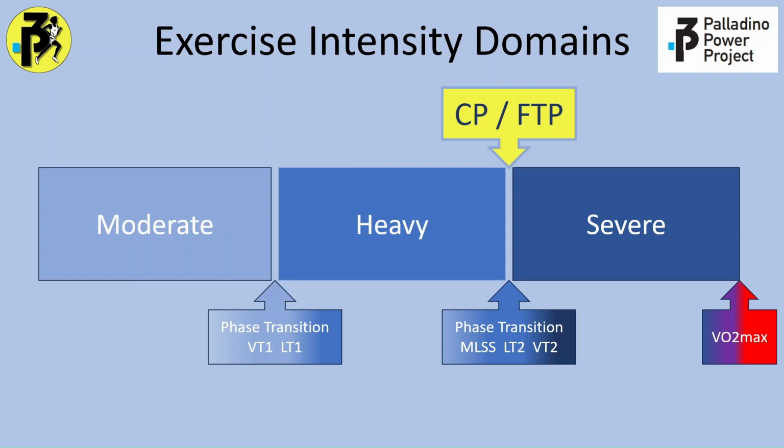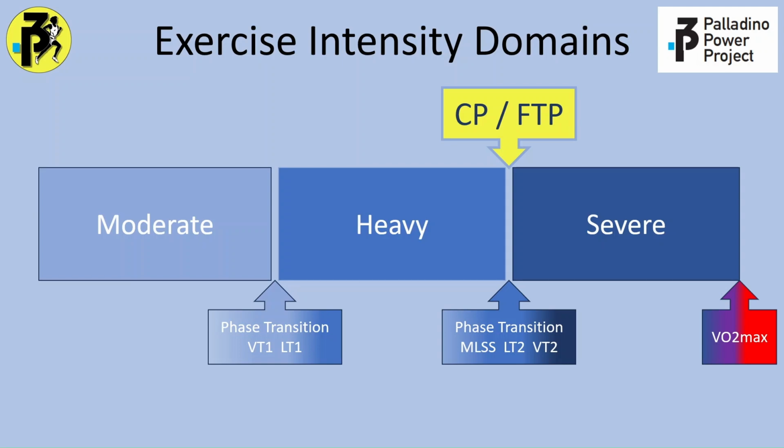So CP and FTP define the phase transition. And notice how I put a little space between each of these intensity domains. That's to highlight that there's a phase transition. And CP and FTP identify the phase transition between heavy and severe.